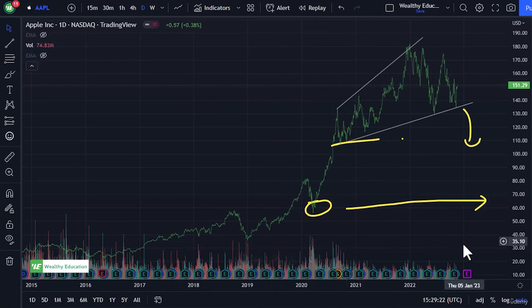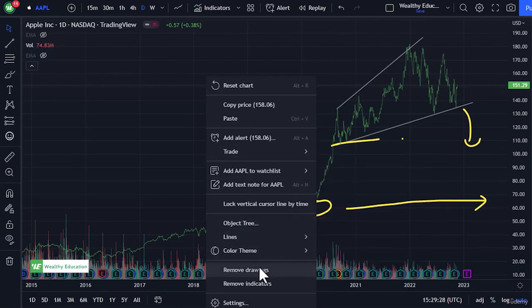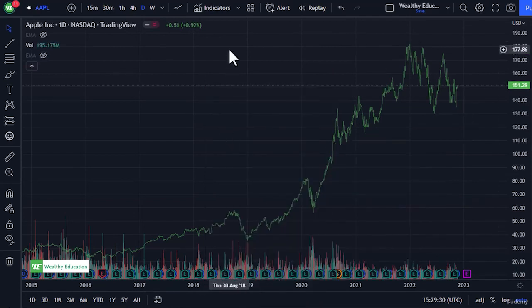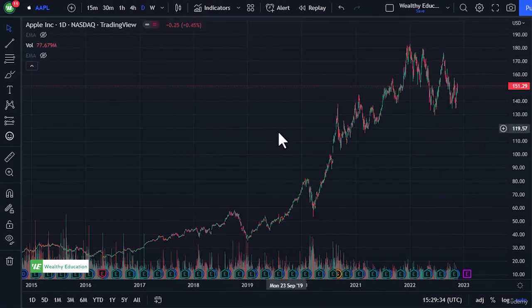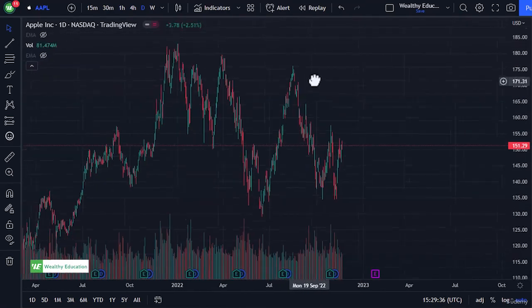Notice how volume, it's steady, but it's a lot lower than it once was, which is kind of interesting. Remember, low volume preceded by a breakdown or a breakup with higher volume typically means that the move is going to matter as well.